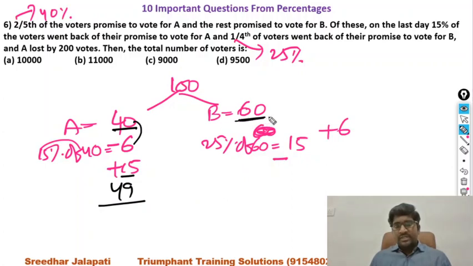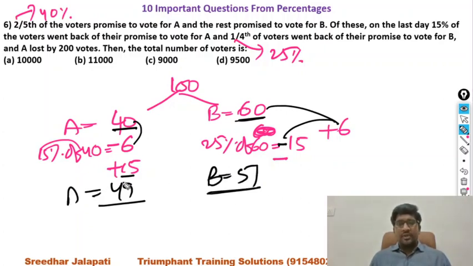B is supposed to get 60, as 6 who promised to vote for A voted for B, 6 extra. And he got 15 less because 15 of them who promised to vote for B voted for A. So you will get it as 66 minus 15, 51. So B got 51, A got 49. That means difference is 2. Since I took the total number of votes as 100, I got the difference 2.